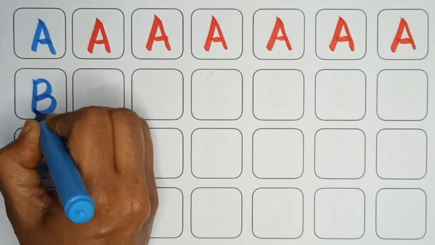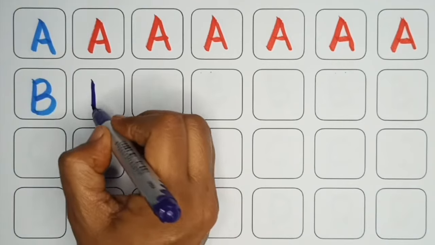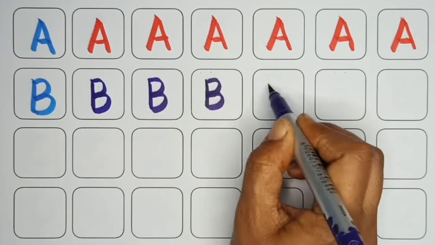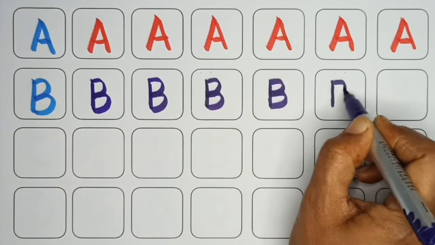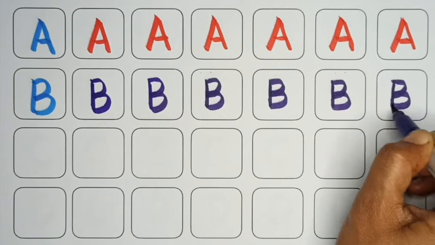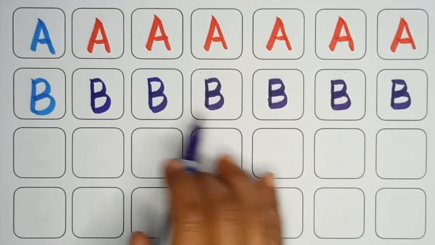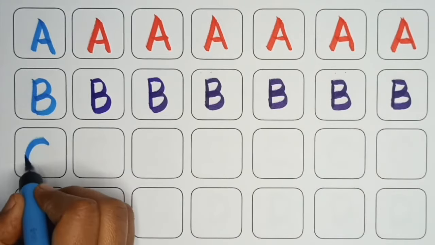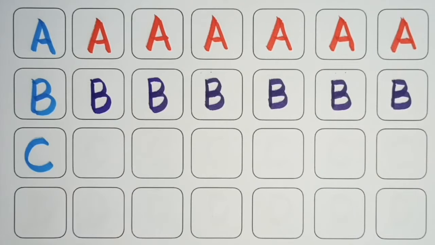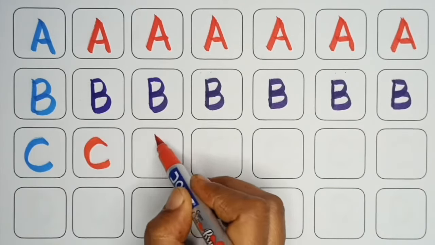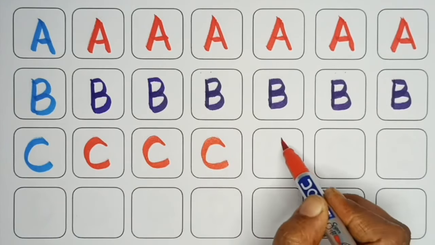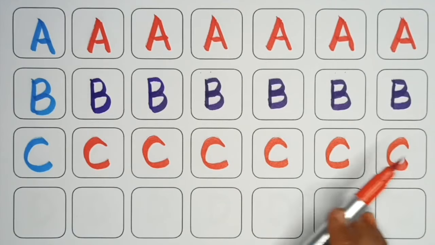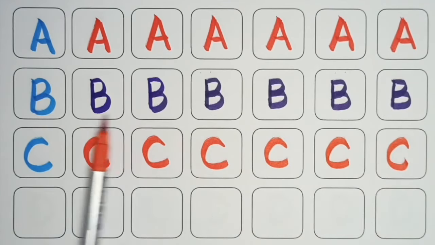B for ball. Violet color. B for ball. C for cat. C red color. C for cat.